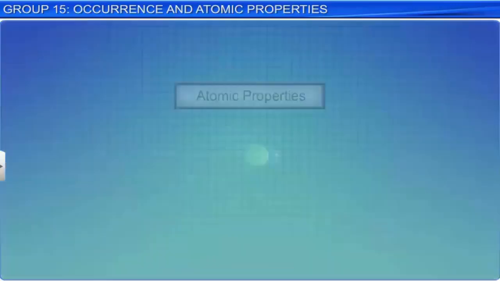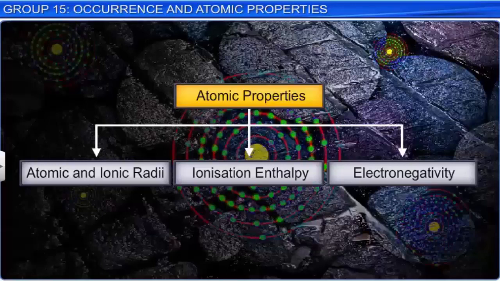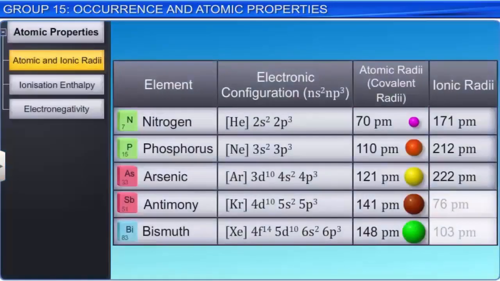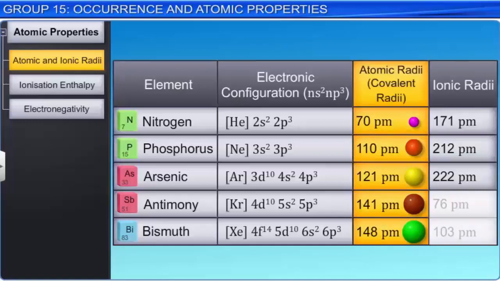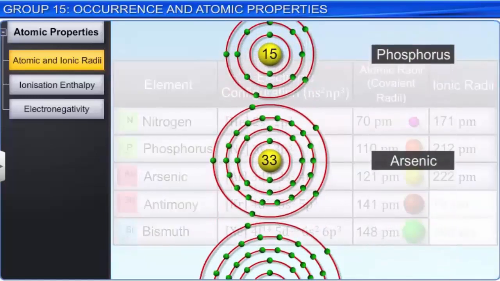Now, let's look at the trends of some atomic properties of group 15 elements, such as atomic and ionic radii, ionization enthalpy, and electronegativity. A comparison of these two tables shows that as we move down the group, the atomic radii, covalent radii, and ionic radii increase due to the addition of a new principal energy level in each successive element.